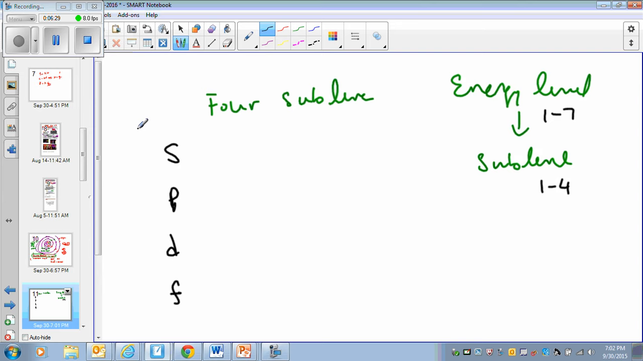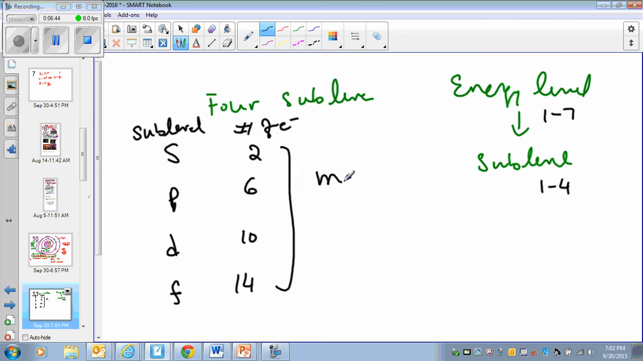And if this is the sub-level, then we need to know how many electrons each sub-level can take. S can hold 2 electrons maximum. P can hold 6, D can hold 10, and F can hold 14 electrons. This is the maximum number of electrons that can be placed in the sub-level. I can put less than that, but no more than that.